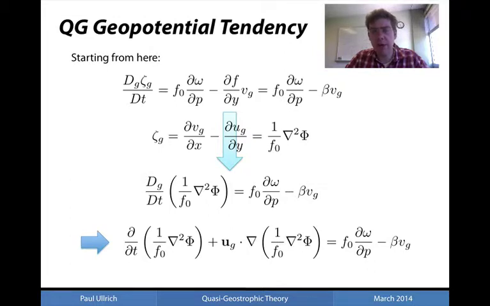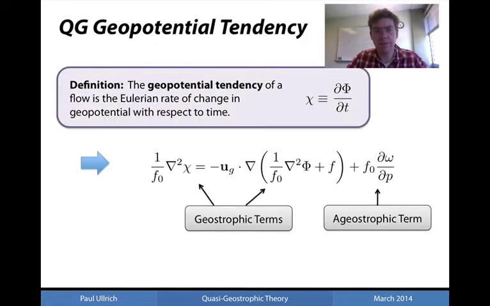Then using the fact that relative vorticity can be written in terms of the geopotential, as shown on line 2, we then obtain a form of the vorticity equation shown on line 3. Then expanding out the material derivative, we see that it takes the form on line 4 here.